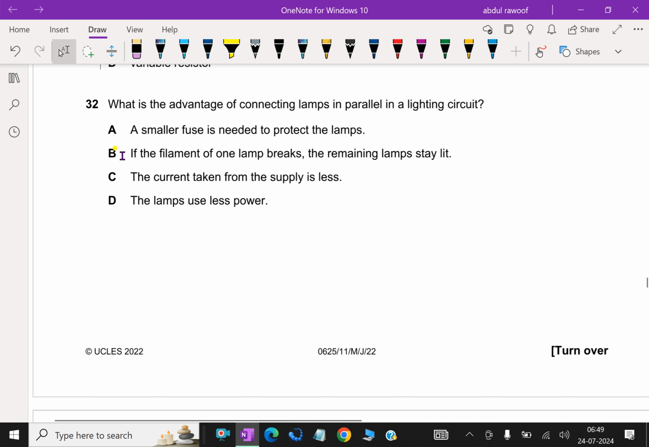Now here, when connecting a parallel circuit, each piece of equipment can be operated with different, particular switches. That means if the filament of one lamp breaks, the remaining lamps stay lit. So this is the option. That means if one breaks down, the other things can work in a parallel circuit.